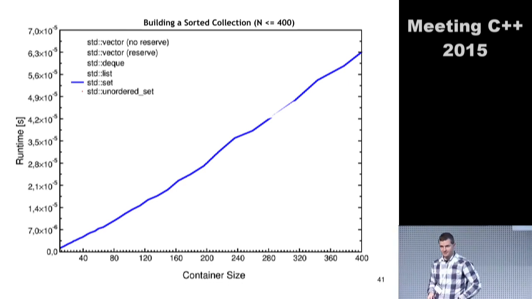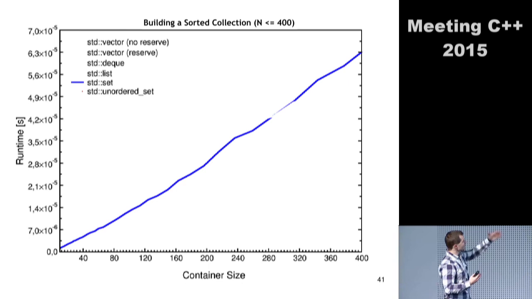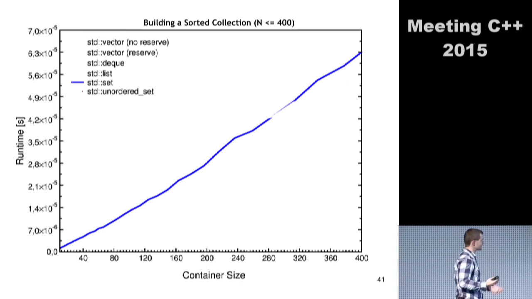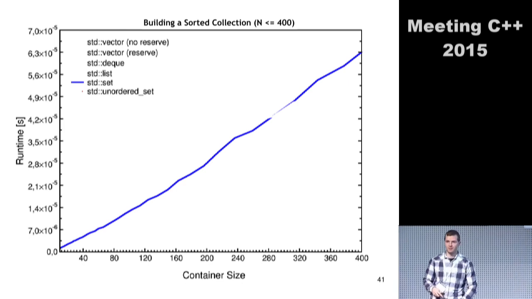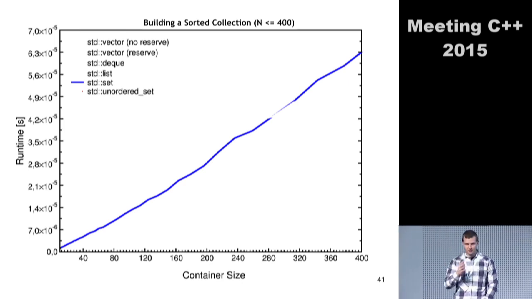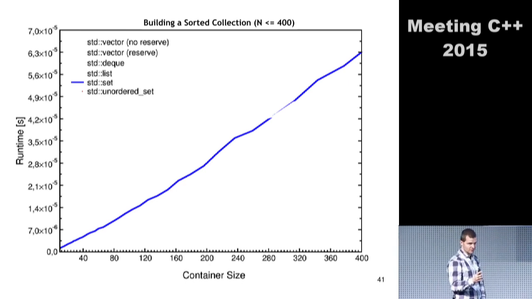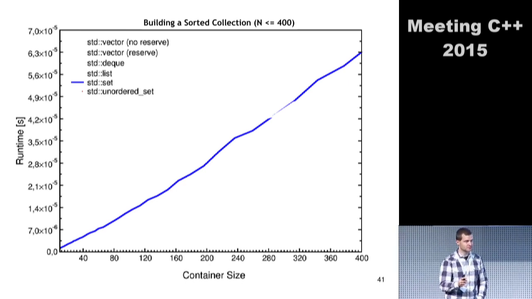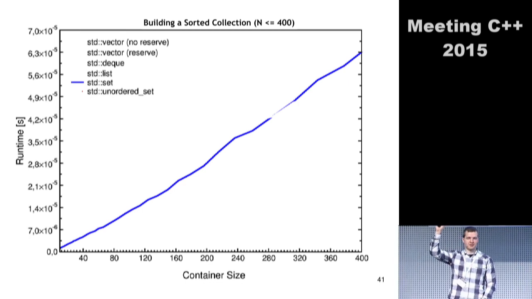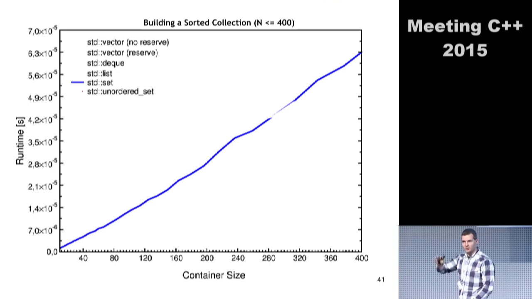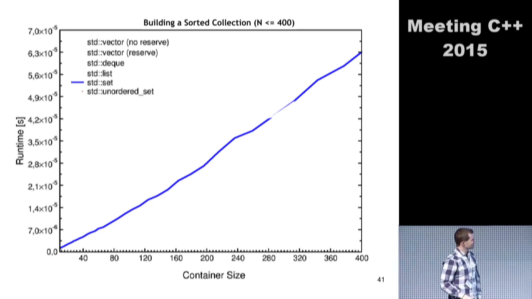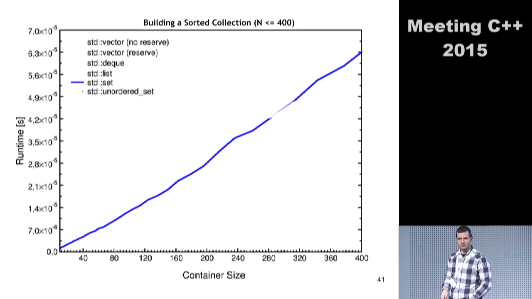Unordered set. Now this is interesting. I cannot directly sort it because it's unordered, yes, but what do you think? Creating the same collection but not using a set, but an unordered set. Is this a performance advantage or is it not? Who thinks it's definitely better? Okay, about a third.